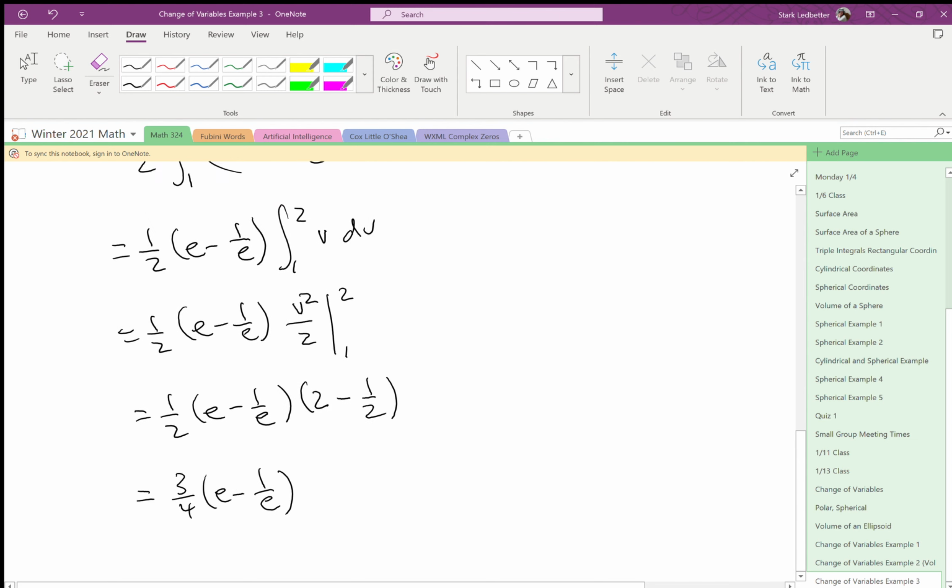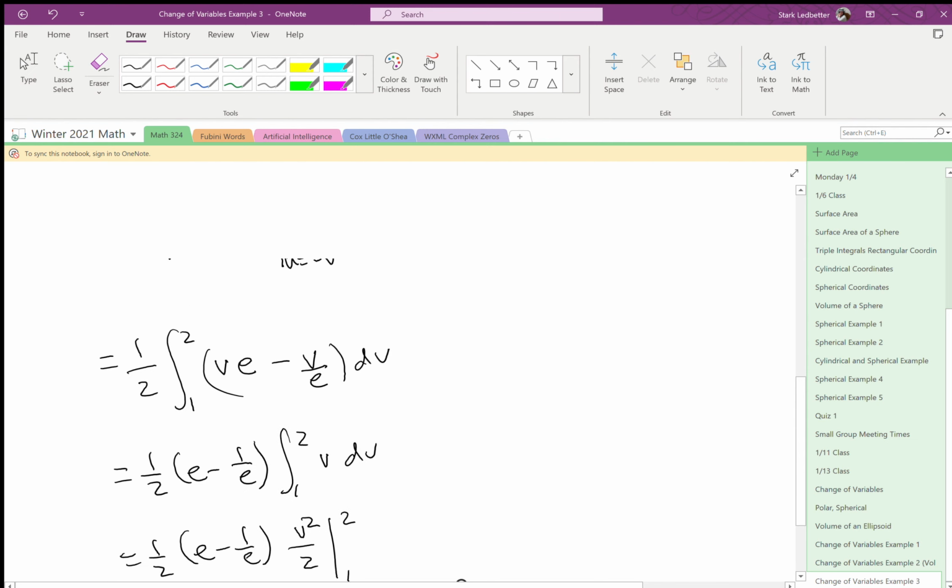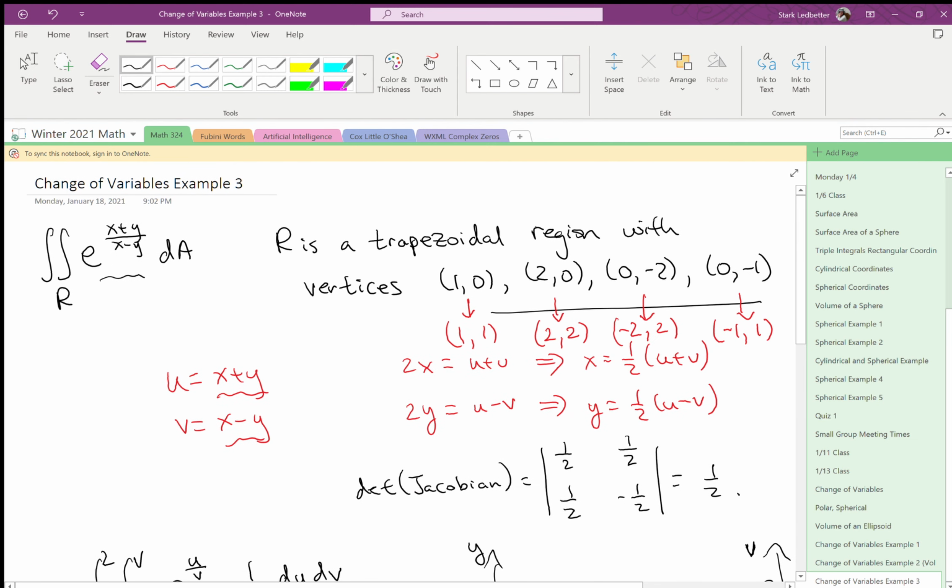And this is a lot better than what I was doing before. I was trying to simplify (x plus y) over (x minus y), and it still looked like the integral was going to be hard.